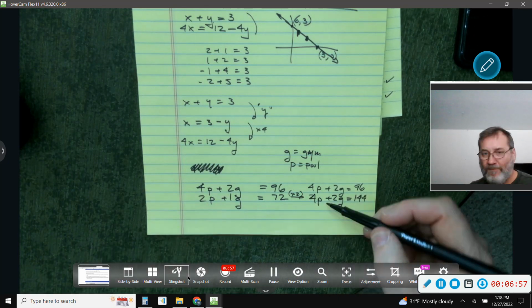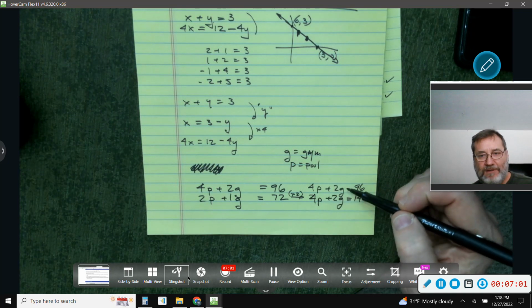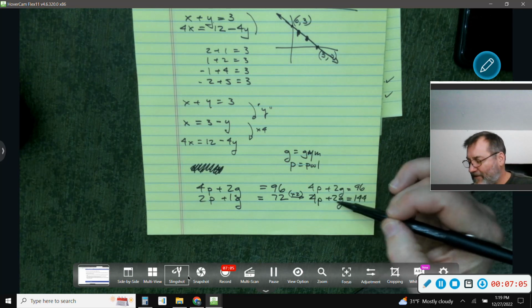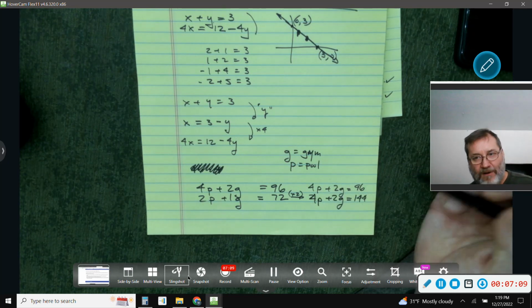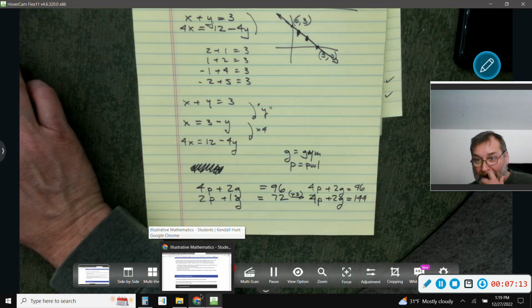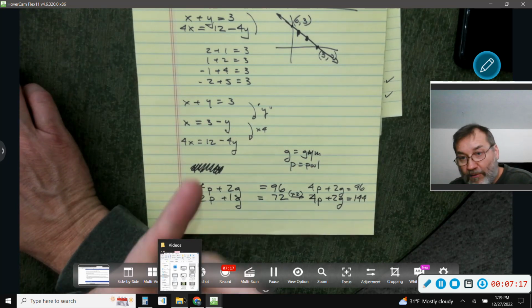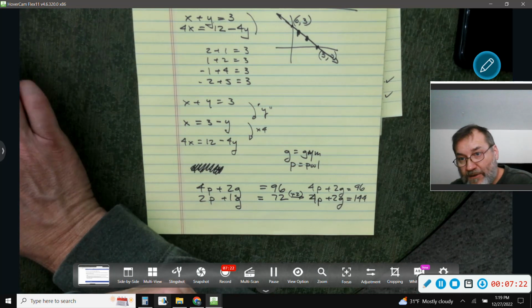Well, what problem do you see here? You've got 4p and 2g, and you've got 96 and 144. No matter what numbers you put in, you get the same number on the left. Well, does it equal 96 or 144? Is there a solution? In other words, is there a place where they both meet? And the answer is no.